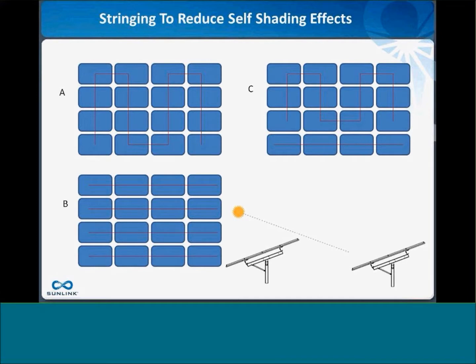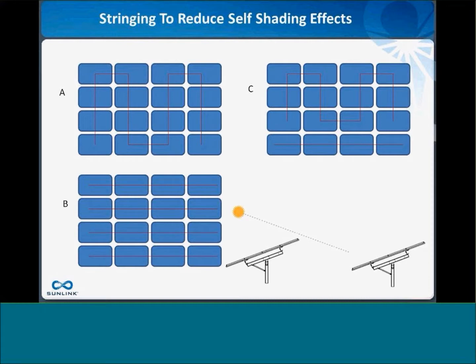So if your string length, as in this example, is 16 modules, in example A, your row length or your table length would be 4 stacks of 4 modules. In example B, it would actually be 16 stacks of 4 modules. And then we get into example C, which is a little bit of a hybrid. And what that allows you to do, you still have your row length of, in this example, 16 modules. You still have the benefit of the bottom row, if shaded, the other 3 rows produce energy.